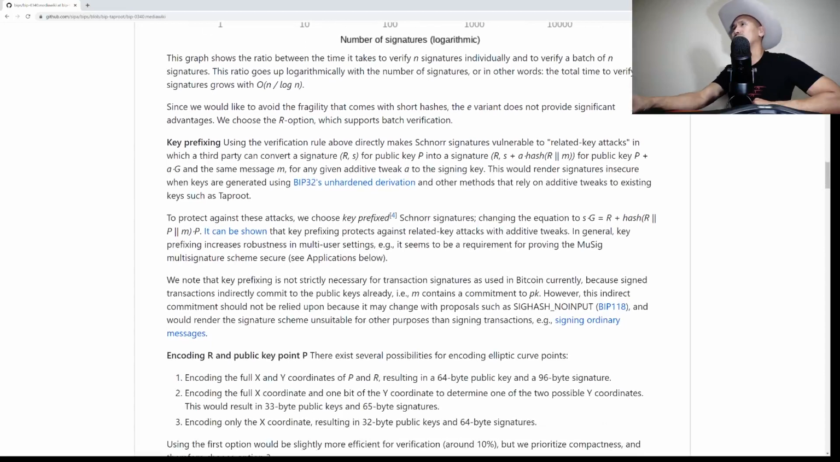Key prefixing. Using the verification rule above directly makes Schnorr signatures vulnerable to related key attacks in which a third party can convert a signature (R, S) for a public key P into a signature (R, S + a * hash(R || M)) for public key P + aG and the same message M, for any given additive tweak a to the signing key. This would render signatures insecure when keys are generated using BIP-32's unhardened derivation and other methods that rely on additive tweaks to existing keys, such as taproot.